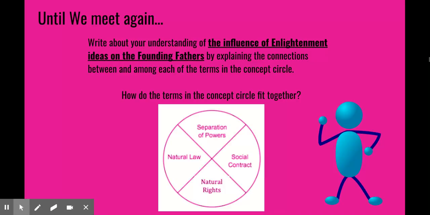To continue your practice on the influence of Enlightenment ideas, work on this concept circle independently. Write about your understanding by explaining the connections between each of the terms in the concept circle. The terms in the circle are separation of powers, social contract, natural rights, and natural law. Answer: how do these terms in the concept circle fit together? Your answer should be 2 to 3 sentences.